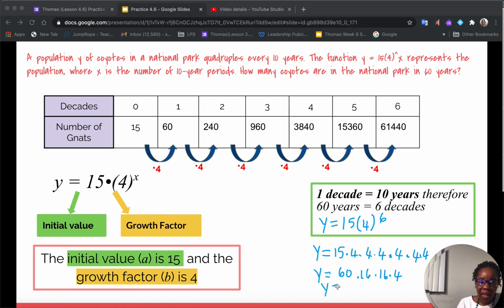So y is equal to 61,440. So in 6 decades, or after 60 years, there would be 61,440 coyotes in the park. That's what this means. There you go.